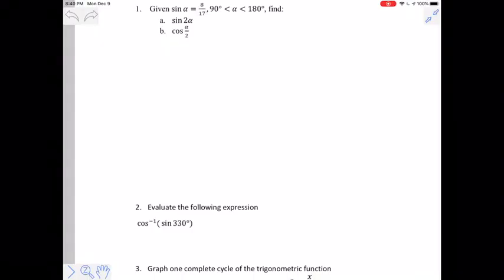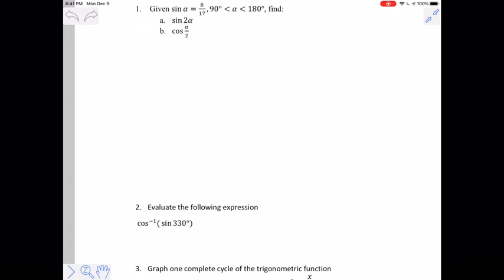Alright, hello everyone. This is a practice final exam for Math 1060. Questions 1 and 2 are from our first learning target, or from our first standard, evaluating a trigonometric function.